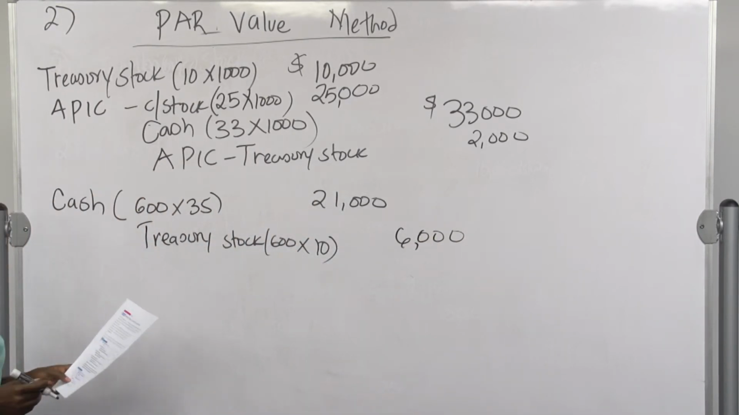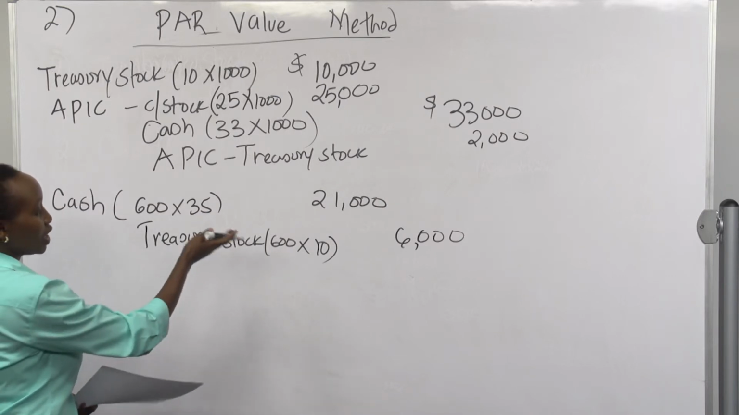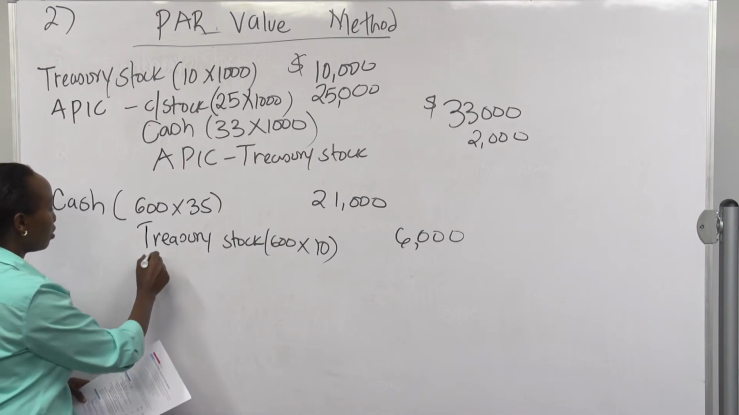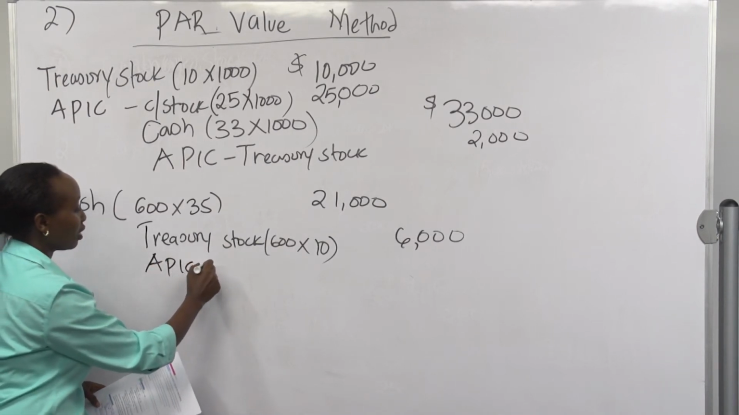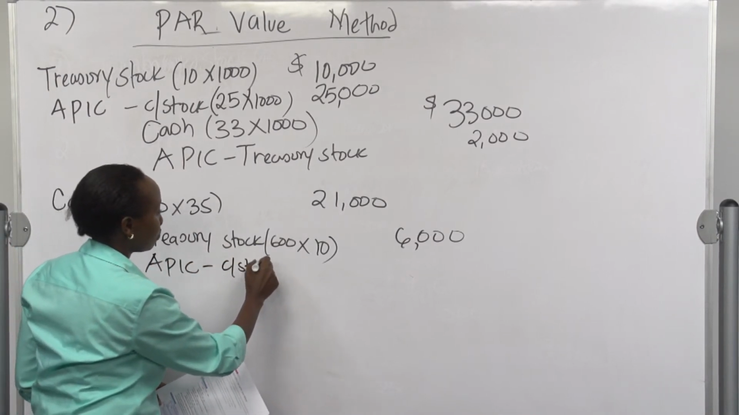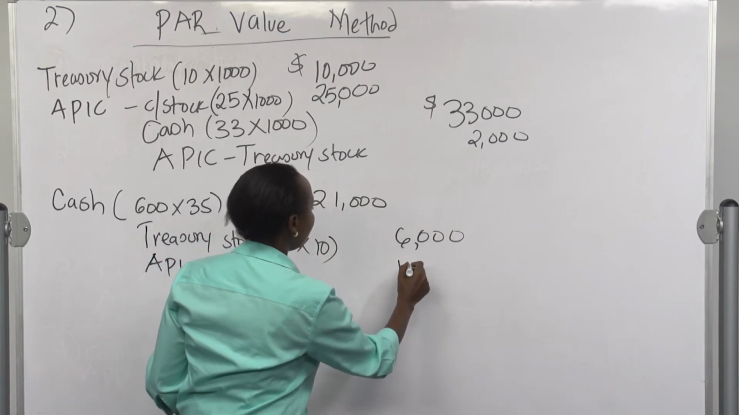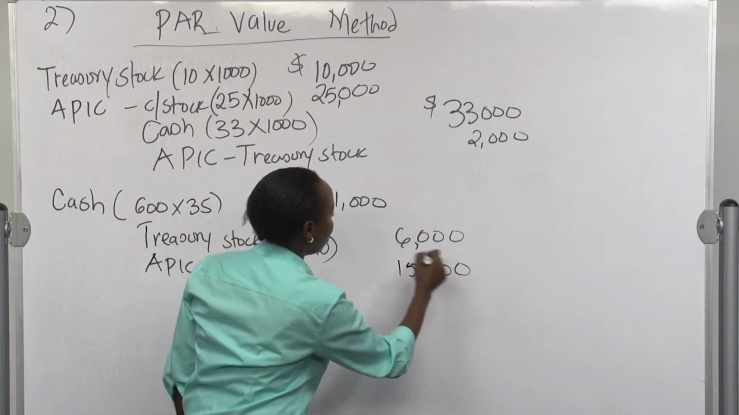And the difference from this transaction goes back to additional paid-in capital for common stock. So we credit additional paid-in capital common stock for the difference here of $15,000.